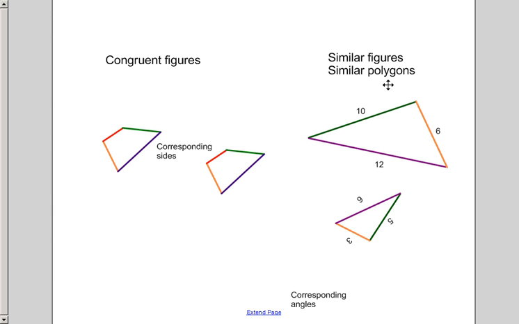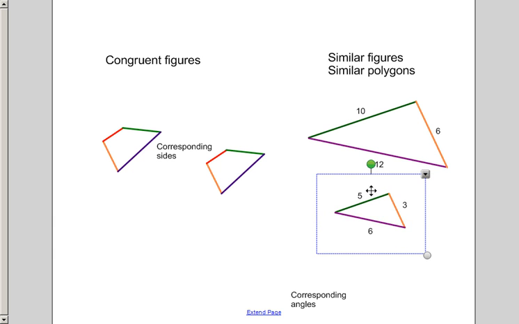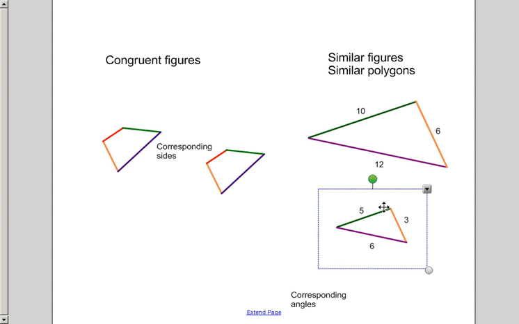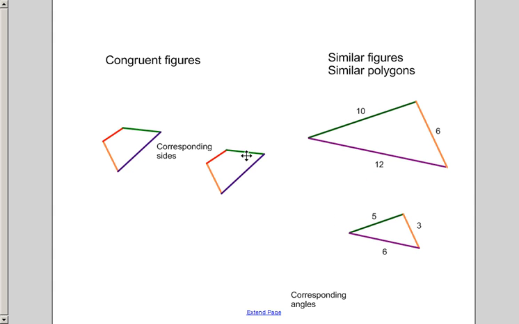Similar figures or similar polygons, if we're talking about geometric shapes such as triangles, have the same shape, but not necessarily the same size. Once again, I'm going to rotate this so that we can see. Okay, it looks like they have maybe the same shape, but clearly not the same size. So let's see if they are similar, and we can do that by testing to see if the ratio of the sides are the same. What I mean by that is, compare the corresponding sides.